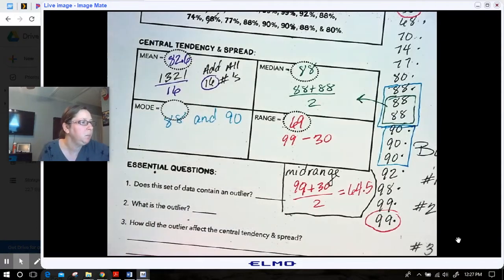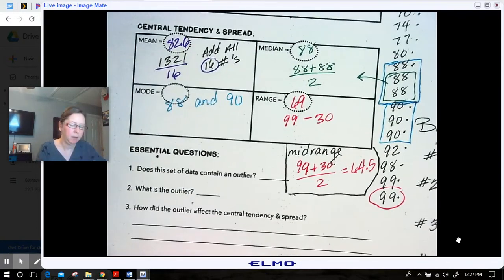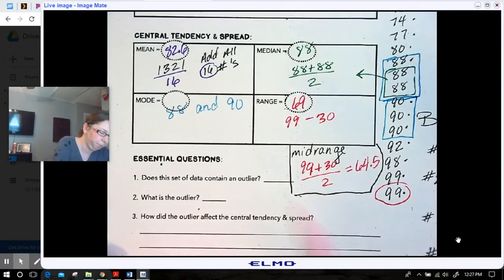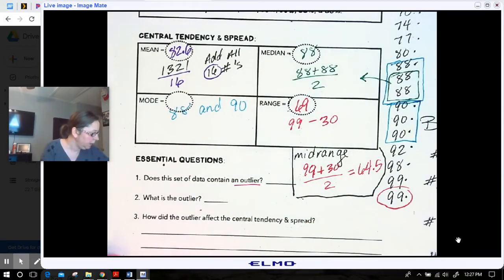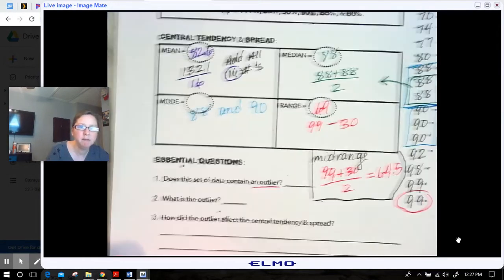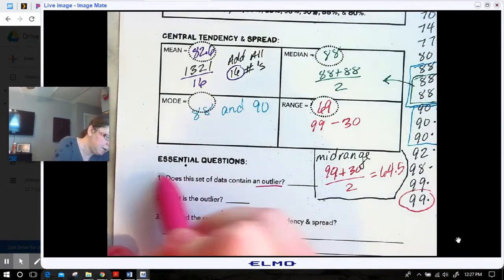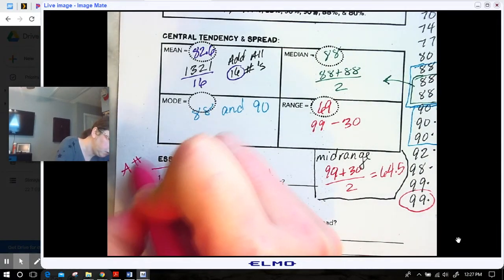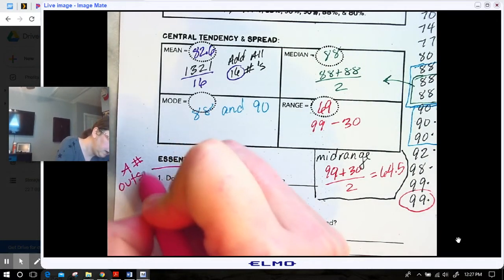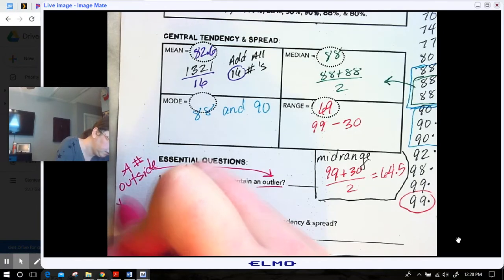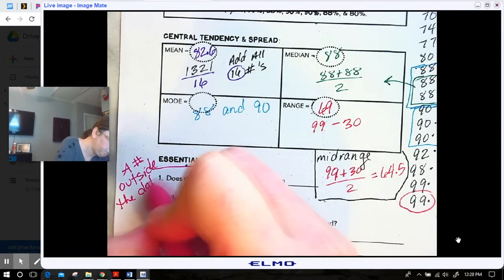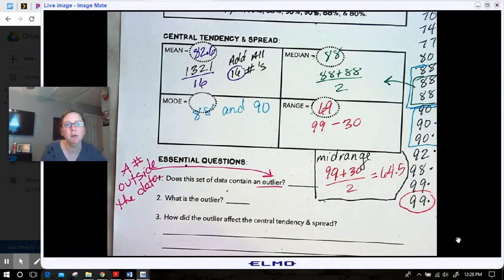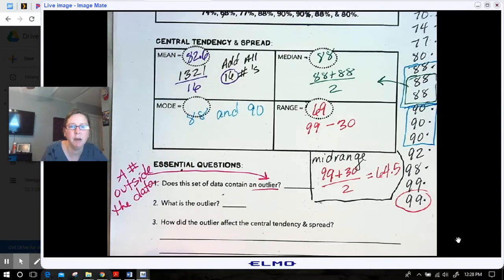So, what does it mean to be an outlier? Okay, an outlier is a number that sits very far outside the data. Okay, a number outside the data. It's furthest from all the others. Not every set of data has an outlier.